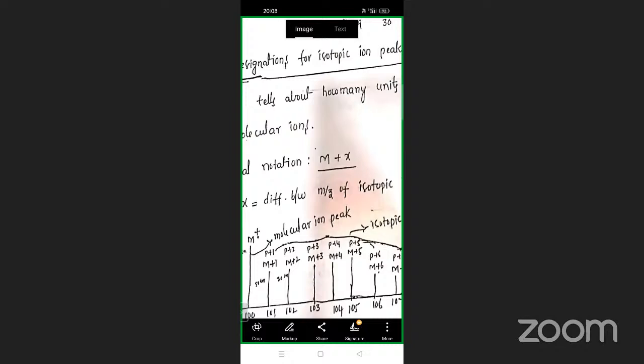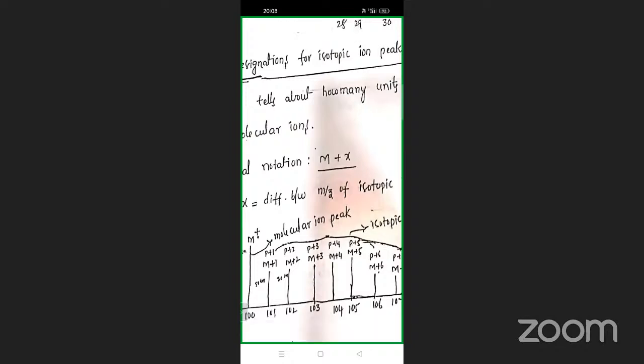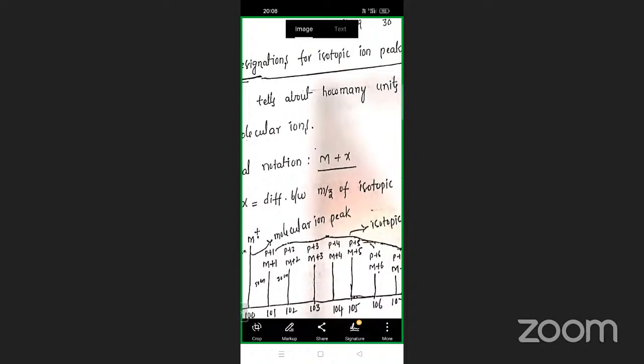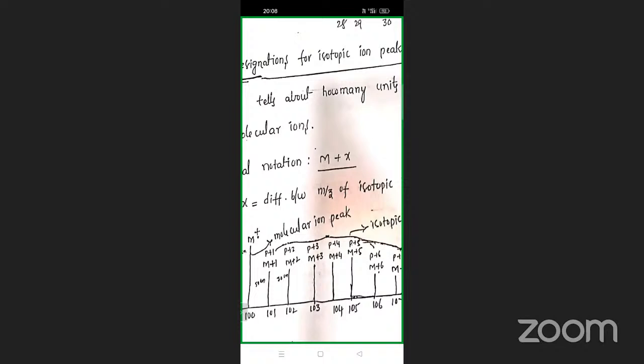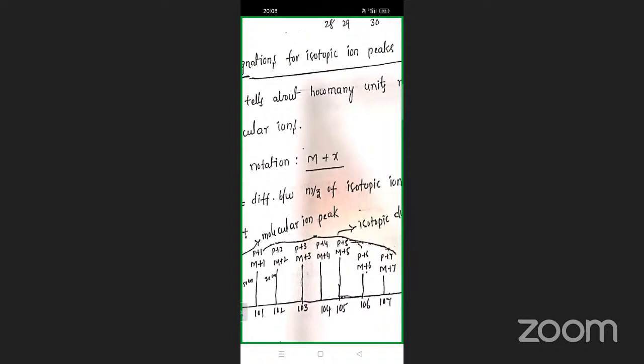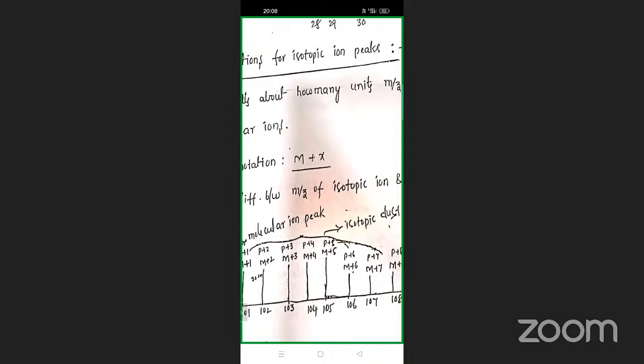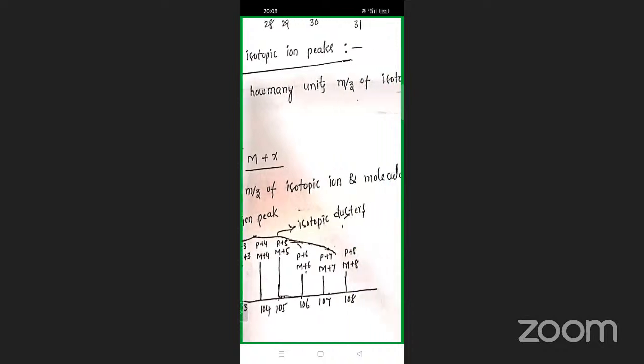You can write it as M or P. P stands for parent ion. M stands for molecular ion. Okay, so you can write any one. You can mention M+2 or P+2 here, right? So where M+2 is 2 mass difference, and M+3 or P+3 here, P+4, P+6, P+7, P+8, or M+8 here.